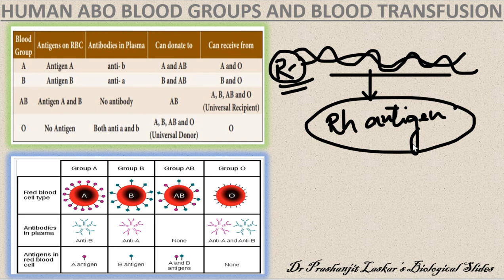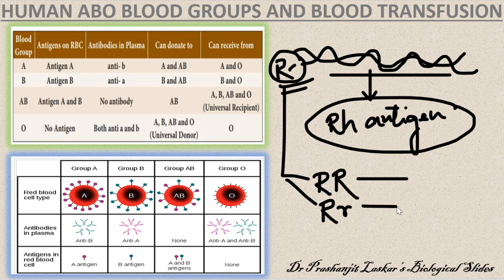Therefore, a person may have genotype capital R capital R or capital R small r. When a person has the genotype capital R capital R or capital R small r, that means he is an Rh positive person, because capital R is the dominant form and small r is the recessive form.